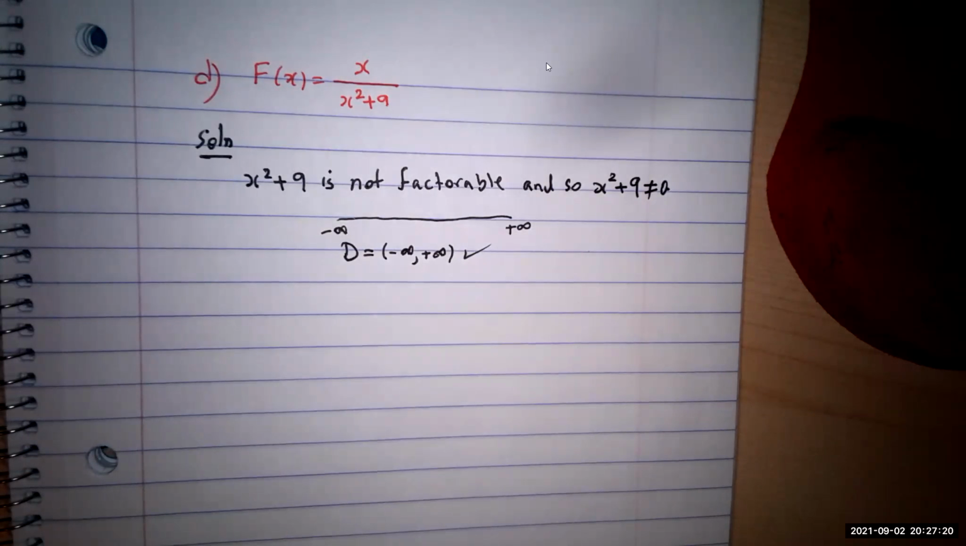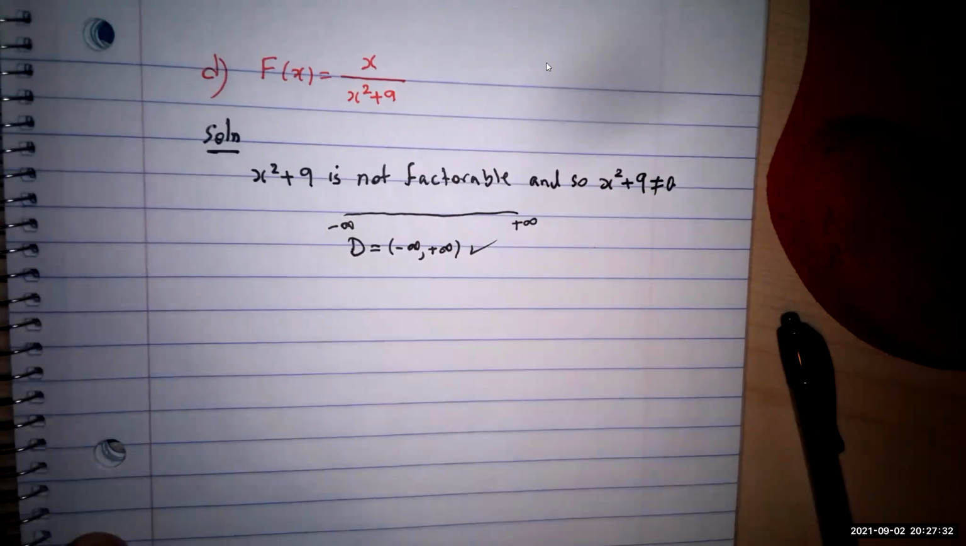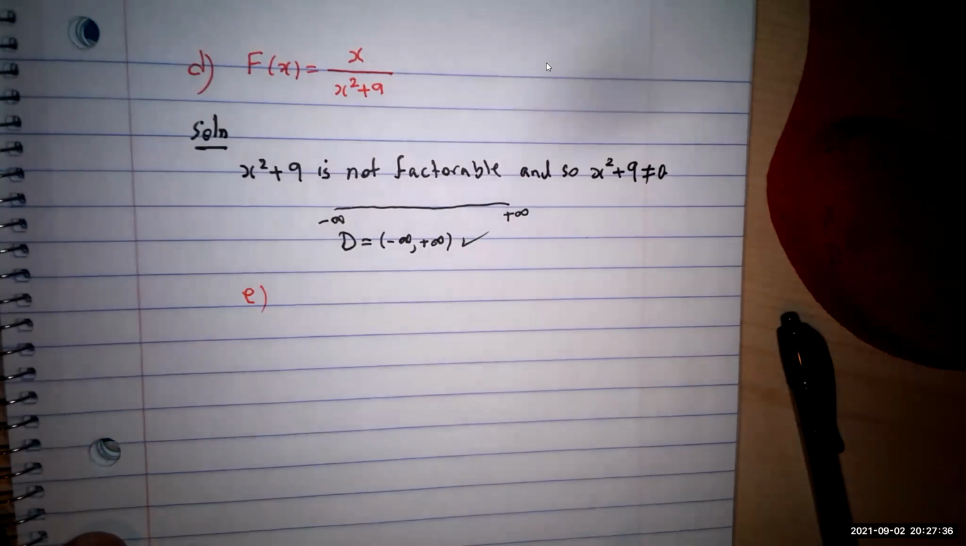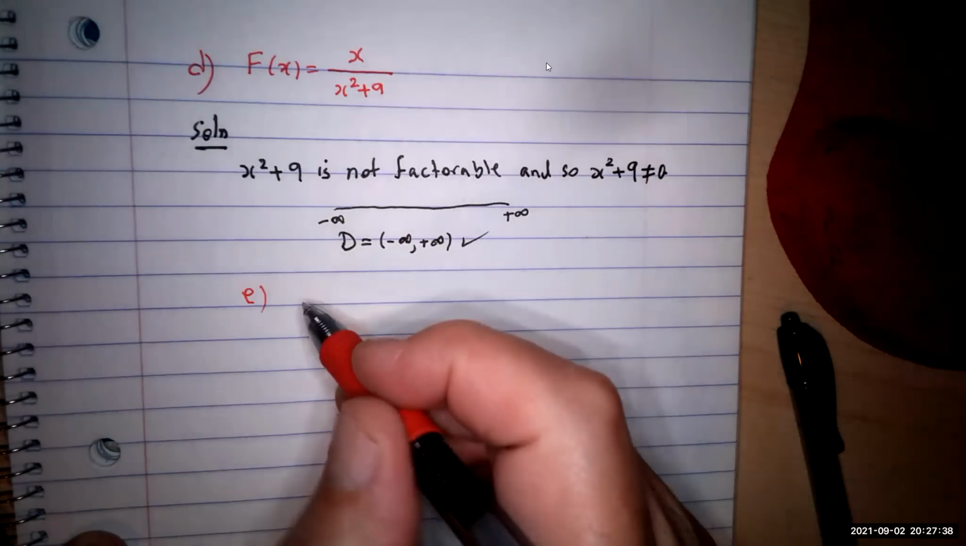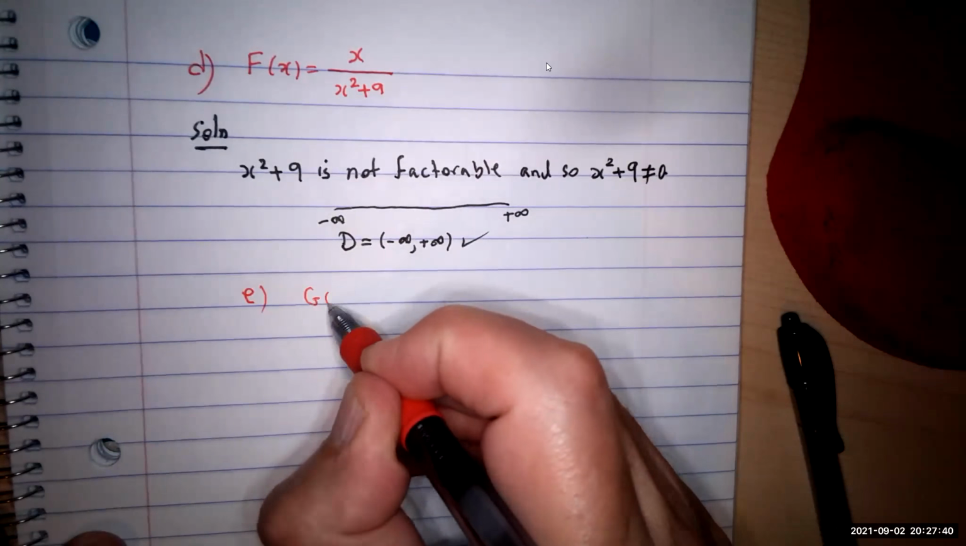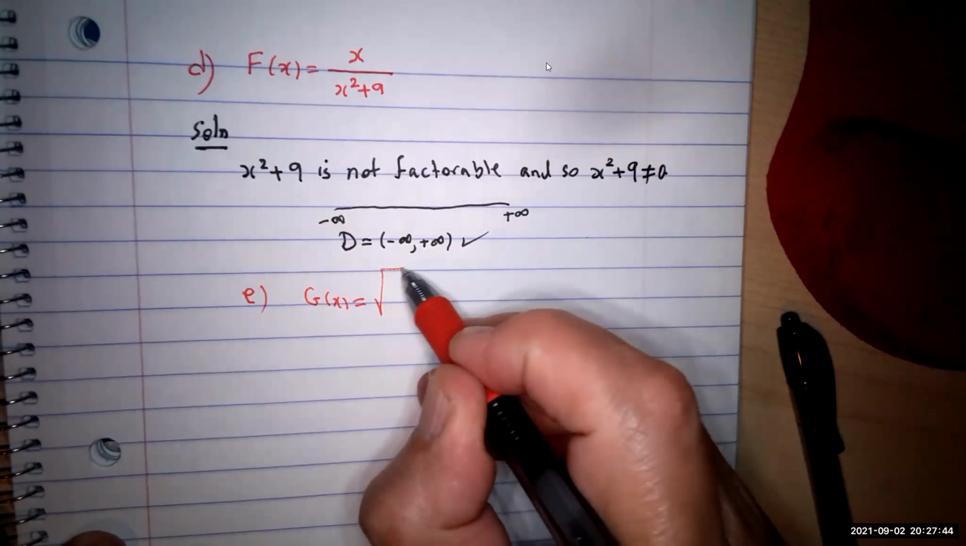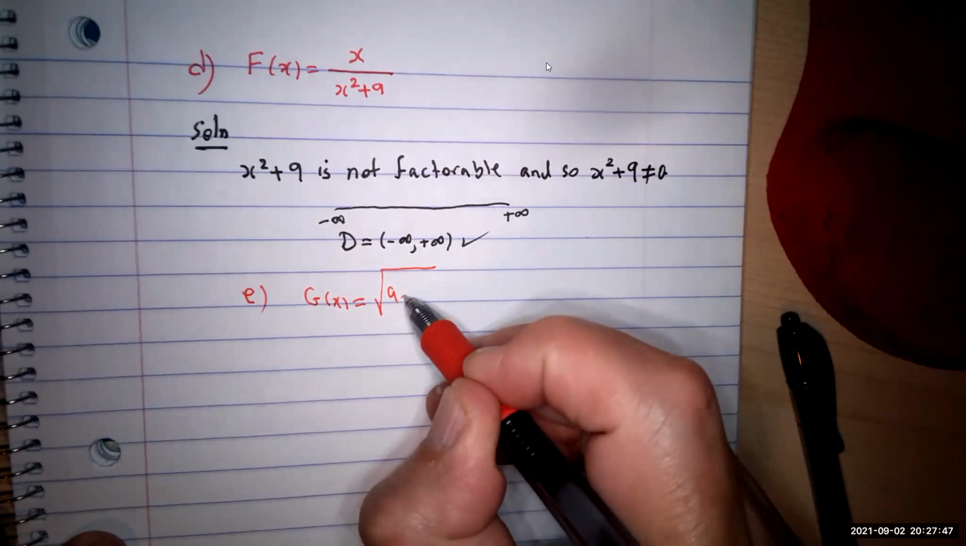So that's the second class of function. We have a third one. Remember, the third one is a radical function. So let's check the radical one. We have part E. For part E, your function is g of x, which is the square root of 9 minus x squared.